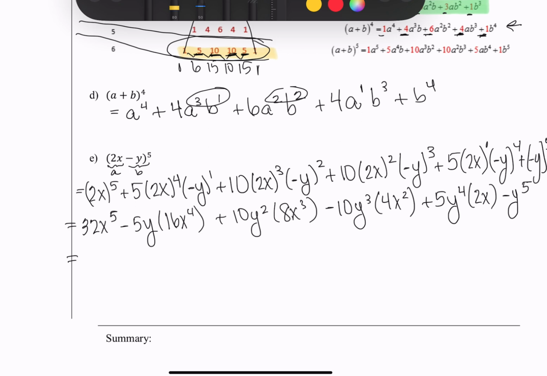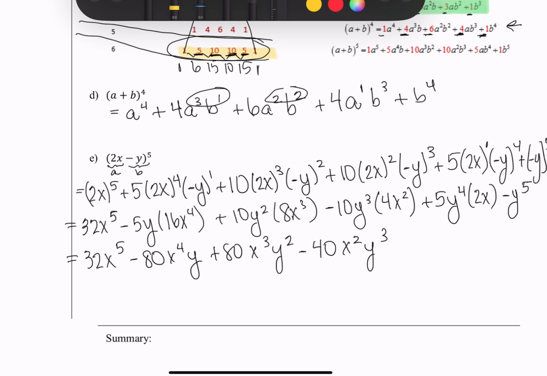So 32x to the 5th minus 80x to the 4th y plus 80x cubed y squared minus 40x squared y cubed plus 10x y to the 4th minus y to the 5th.